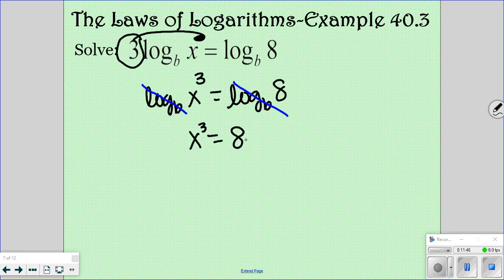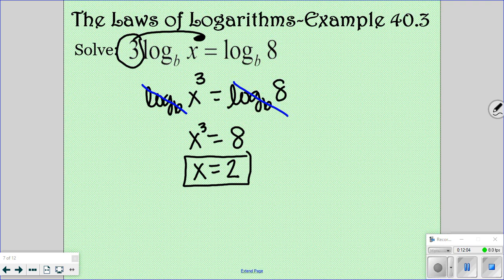And so if x cubed equals 8, take the cube root and x would equal 2. And the only x we have here is right there, and if you plug it in, that's positive. So x equals 2 is our answer. And so that's how you can use your 3 different rules.